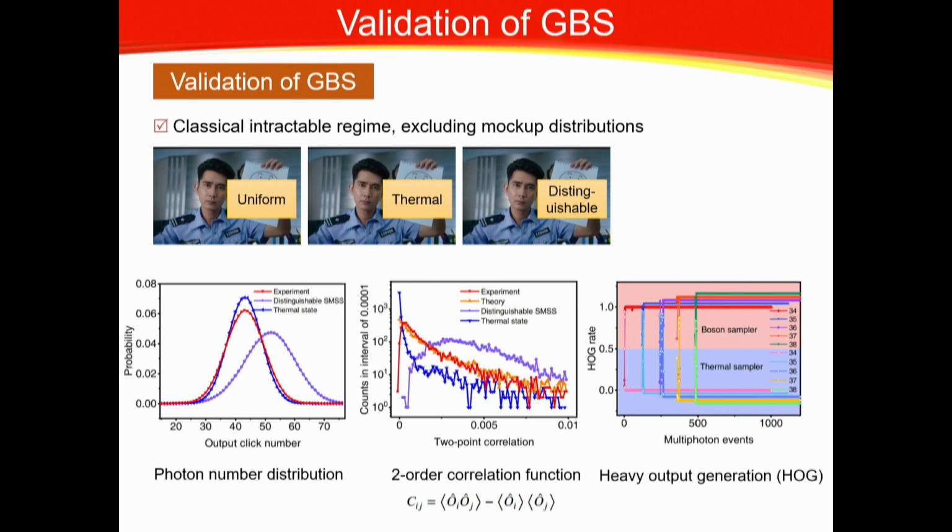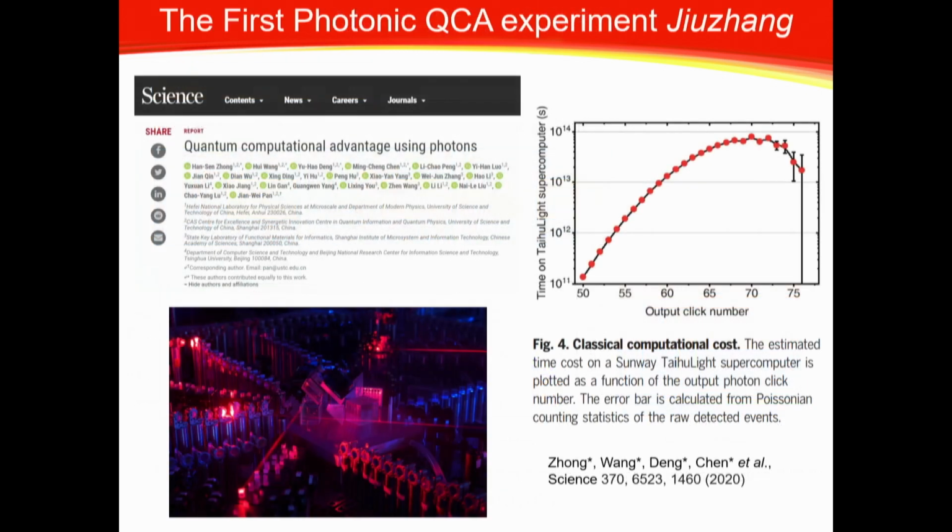So for example, we exclude the uniform distribution and also more non-trivial distributions like thermal photons input and distinguishable photons input, and we can exclude them all by photon number distribution, second-order correlation functions, and output generation. So these are all statistical tools we have. And with that, we can say our experiment agrees pretty well with the ground truth, but these mock-up distributions failed to do this. So with that, we are able to provide evidence of quantum computational advantage for this experiment.